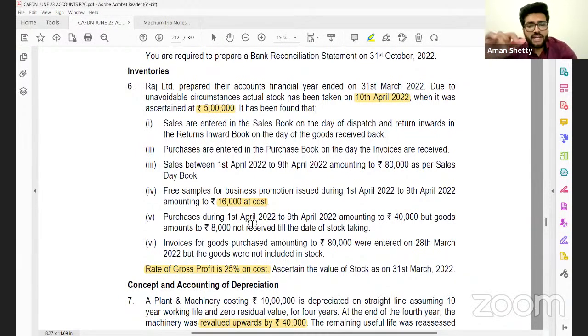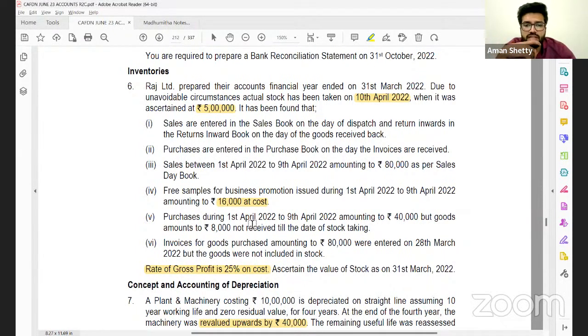Next. Below this 5,80,000 write down less: purchases received. Very important. It is not just any purchases, but purchases received during 1st April to 9th April 22.